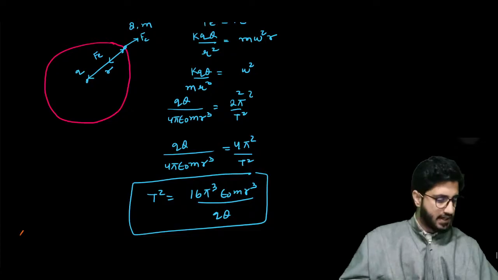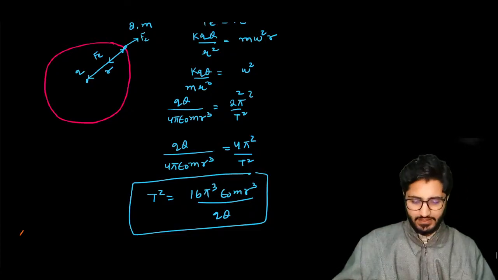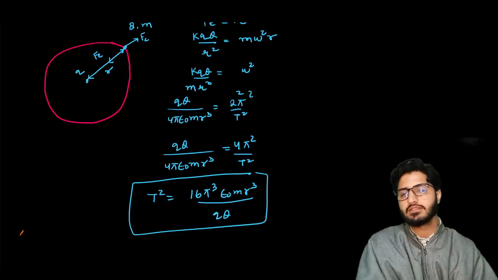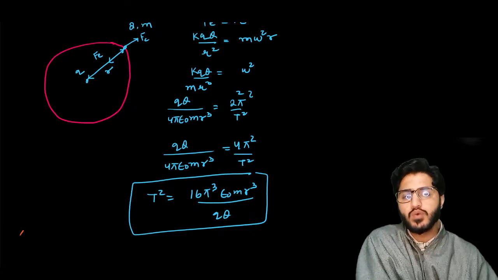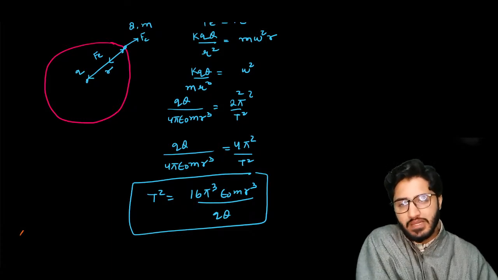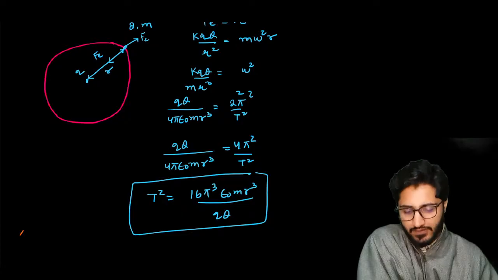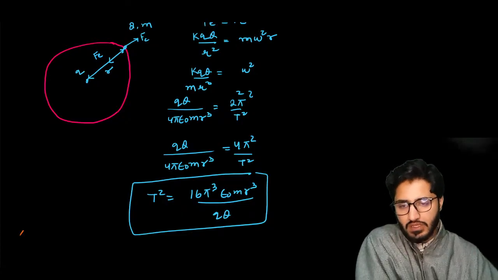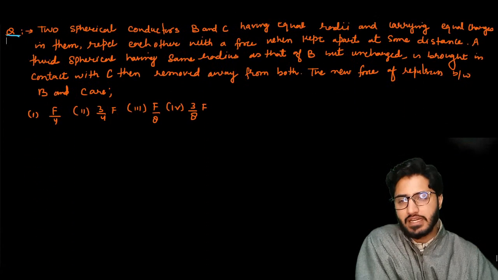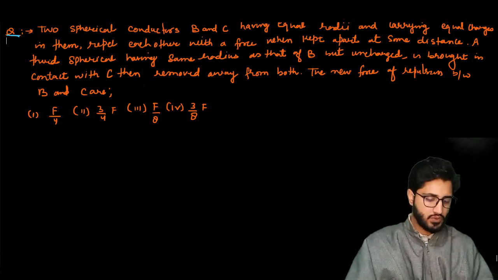So in the last class, I guess this was the last numerical that we discussed: how to find the time period of a particle revolving in a circular orbit around a particle placed at the center. So today's class we will start from this particular numerical, and this one is a very good one.